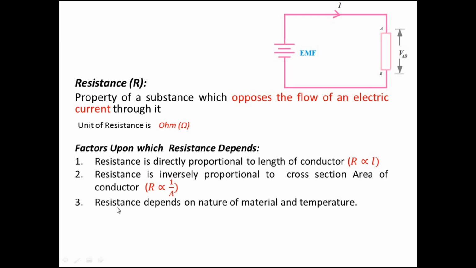Obviously, resistance also depends upon the nature of the material and temperature. By combining these 2 points, R is directly proportional to L and inversely proportional to the area of cross section, so we can say that R is proportional to L by A. We term the proportionality constant as rho. The resistivity of the material is called rho, and the unit is ohm meter.